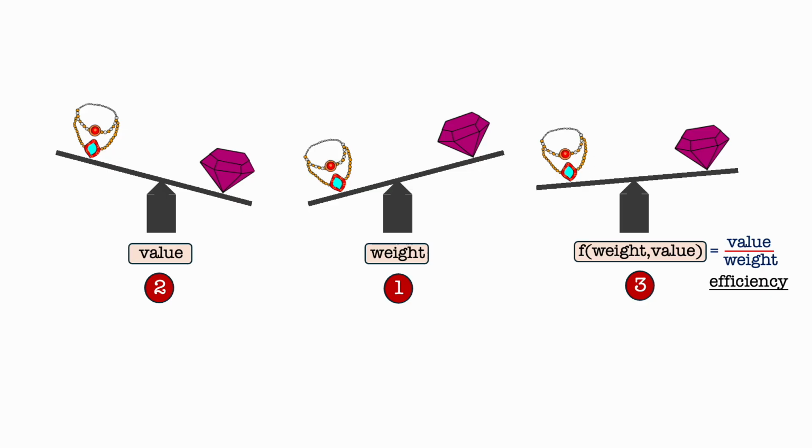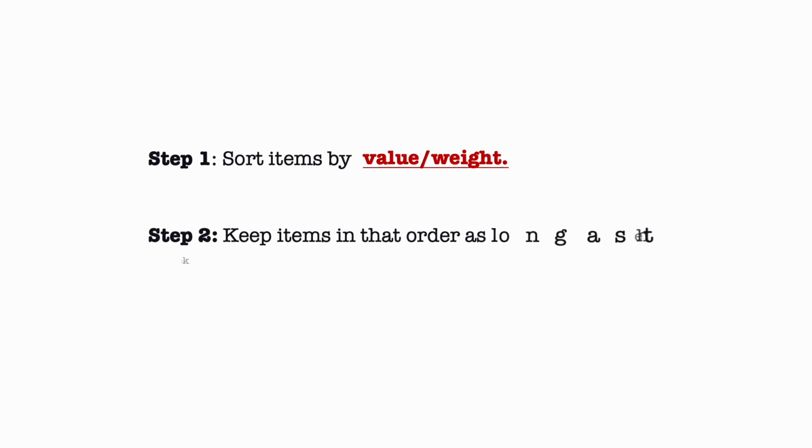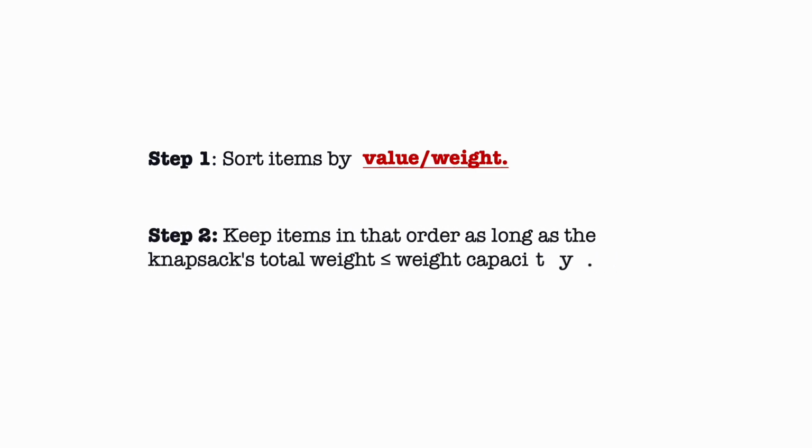There are two steps in all three approaches. In the first step, we sort items by the weight or value or the ratio. In the second step, we keep items in the order obtained from the first step until the sum of the weights of the kept items in the knapsack is less than the weight capacity of the knapsack.